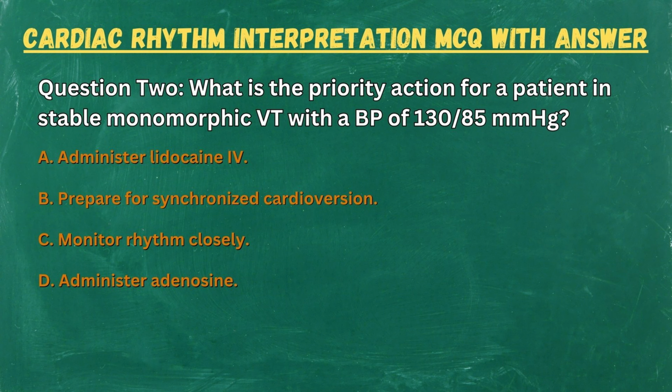Question 2. What is the priority action for a patient in stable monomorphic VT with a BP of 130/85 mmHg? A. Administer lidocaine. B. Prepare for synchronized cardioversion. C. Monitor rhythm closely. D. Administer adenosine. Answer: A. Administer lidocaine.